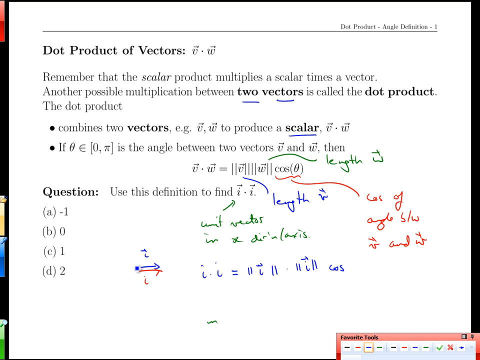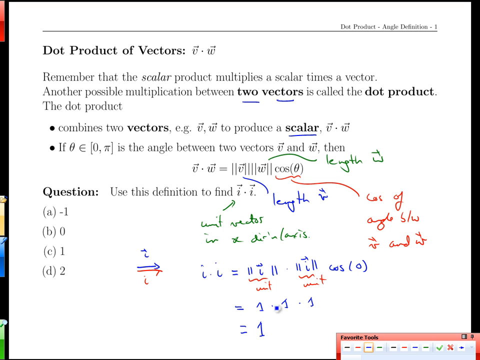Well, vectors like this that are parallel and pointing in exactly the same direction have zero angle between them. They're pointing exactly the same direction, so our angle would be 0. And because i is a unit vector, the whole point of being a unit vector is that the length of it is exactly 1. So we get 1 times 1, and cos of 0, also better known as 1, and we get, whoops, we do not get 0. We get 1 at the end of all that calculation.